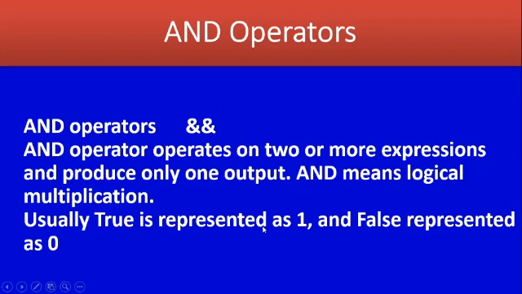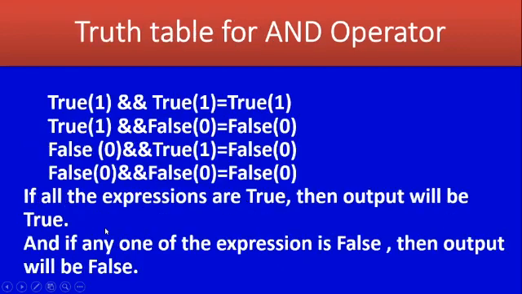Usually true is represented as 1 and false is represented as 0. So this is the truth table for the AND operator. This one is the first expression and this one is the second expression. If both the inputs are true, the output is true. True and true, the output is true. True and false, the output is false. False and true, the output is false. And false and false, the output is false.